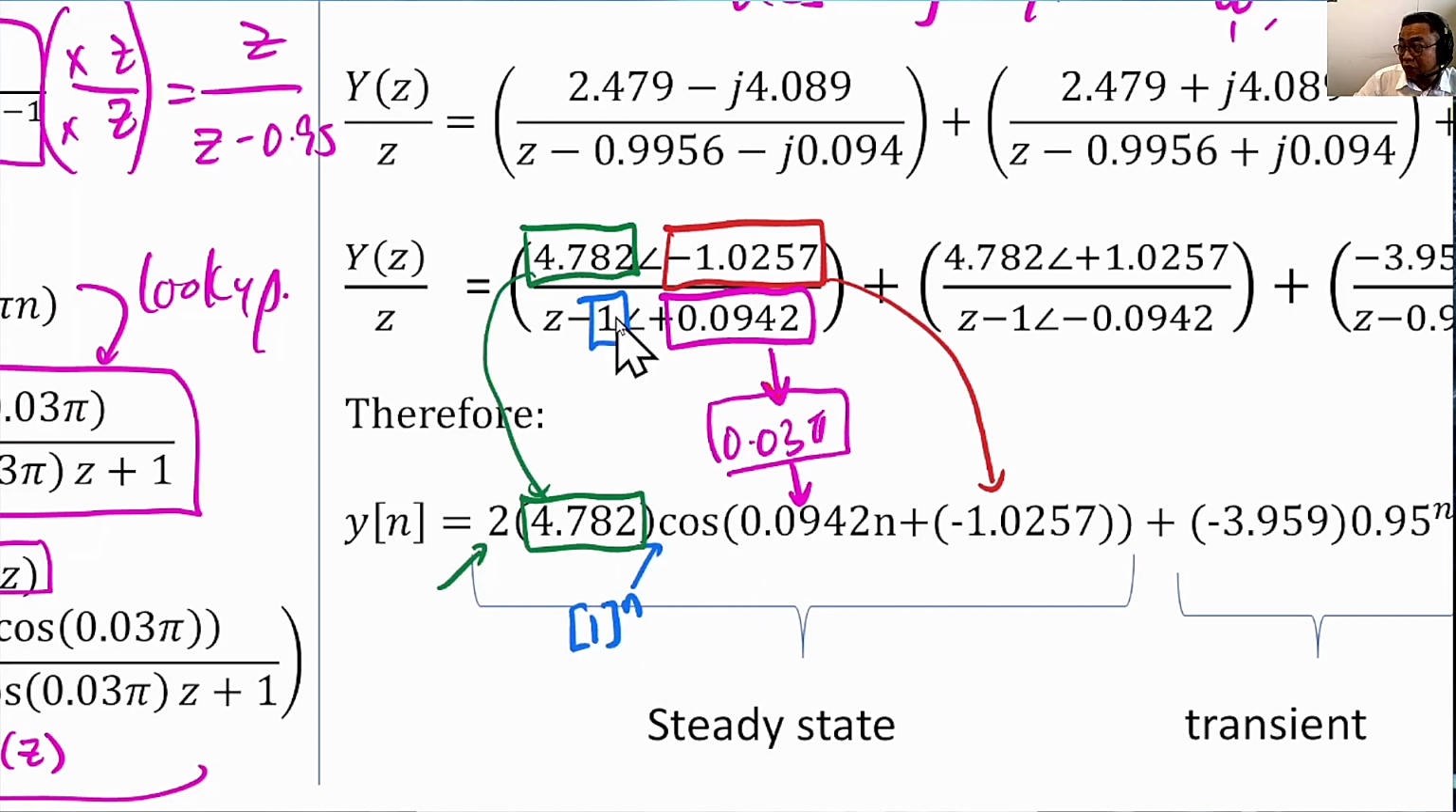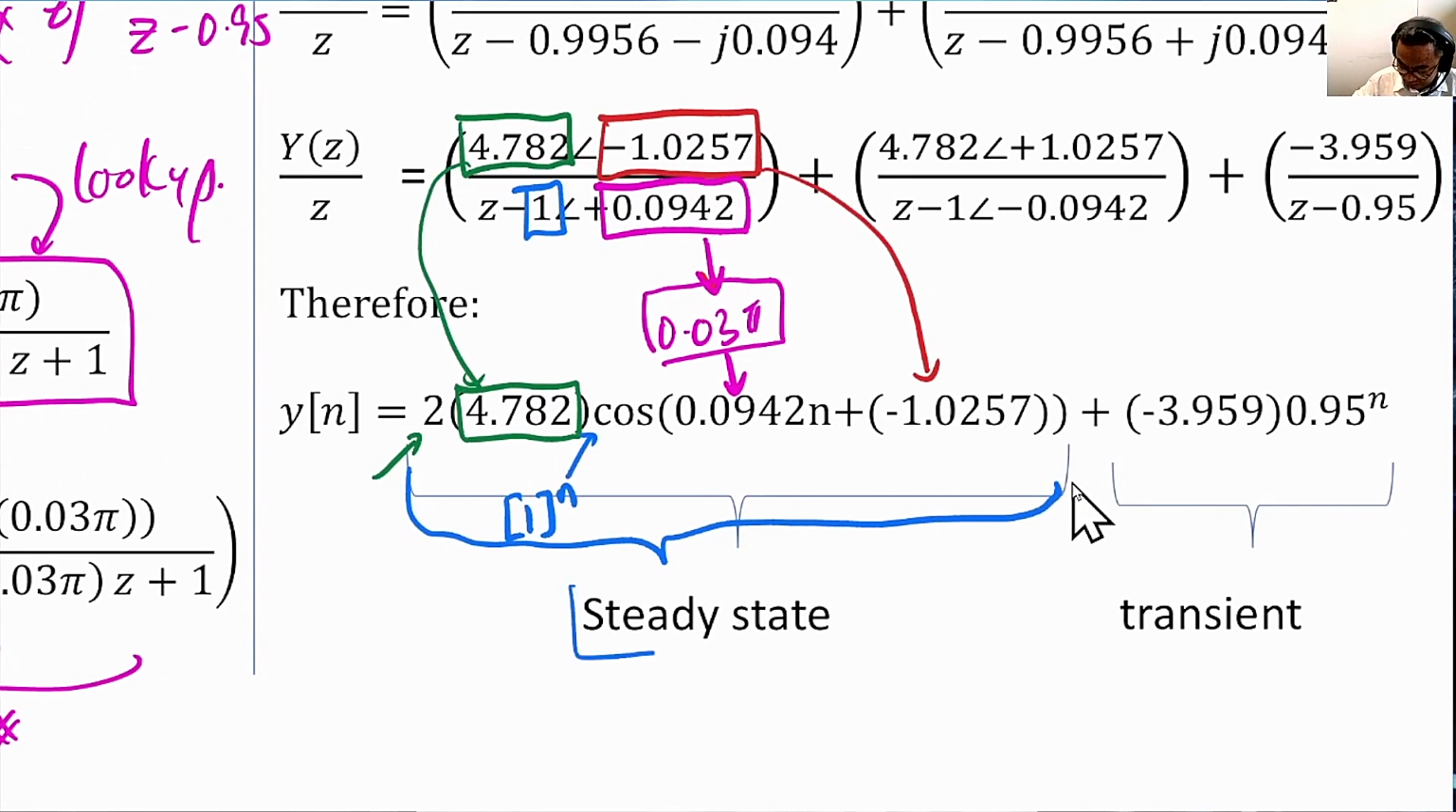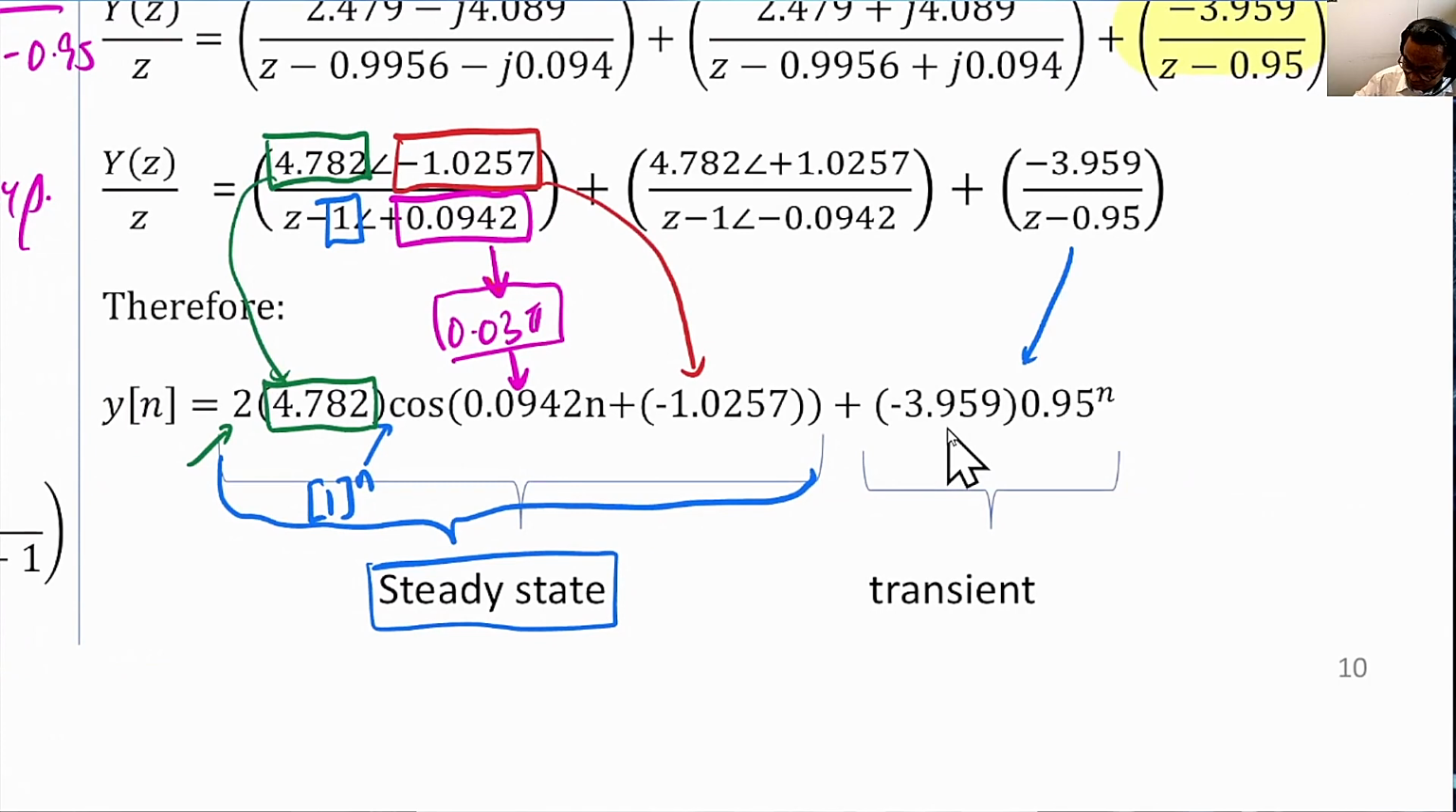But in the past, if we don't have a 1, if it's bigger or smaller, you realize that the cosine can be growing or decaying depending on this magnitude. Now, if I ask you which is the steady state, you realize that this is the steady state, because when I input a cosine, I will get a cosine. The amplitude is changed and the phase is changed as well. However, what about this term? This is a transient, because when n tends to infinity, this term goes to 0. So this is the steady state response and this is the transient response.